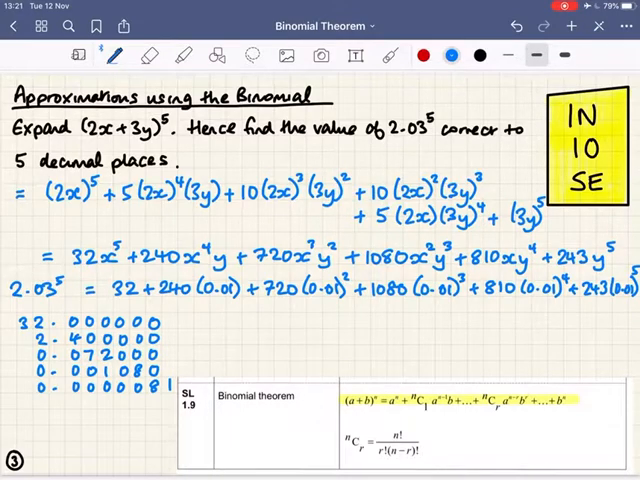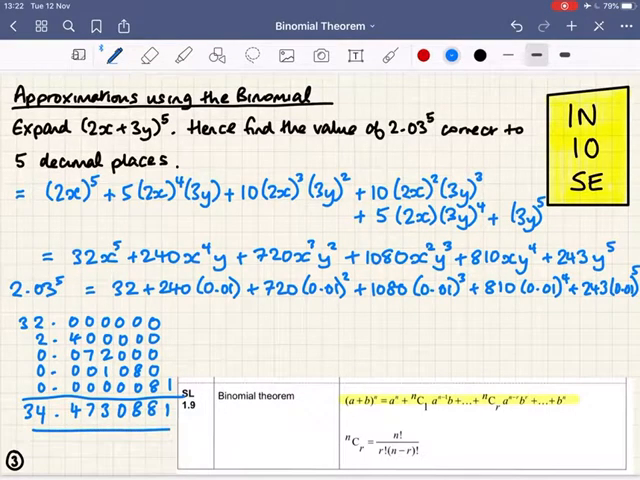So I've already gone past my 5 decimal places. So I'm not going to bother doing 243 times 0.01 to the power of 5 because it won't have any impact on my answer to 5 decimal places. So now I can add that lot up, an 8 in there, 8 in there, 0 there, 3 there, 7 there, 4 there, and then 34. So to 5 decimal places, 1, 2, 3, 4, 5 there, we're going to round upwards, so it approximates to 34.47309 to 5 decimal places.